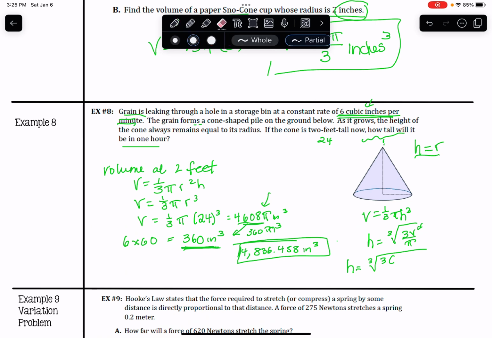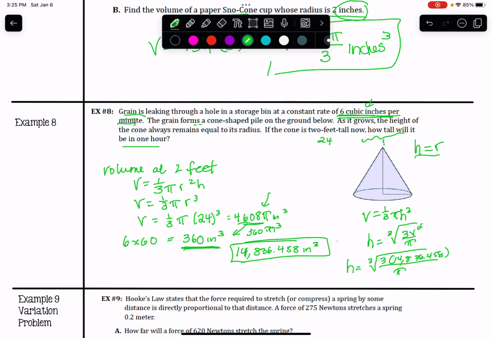Here, let me erase that. This was supposed to be 14. Okay, so times 14,836.458 over pi. And then you would take the cube root of that. All right, so let me do this into my calculator. Okay, so I'll just do it all in one step.